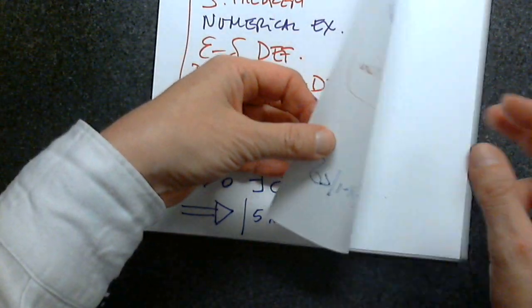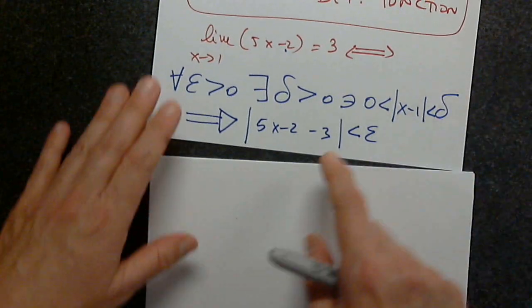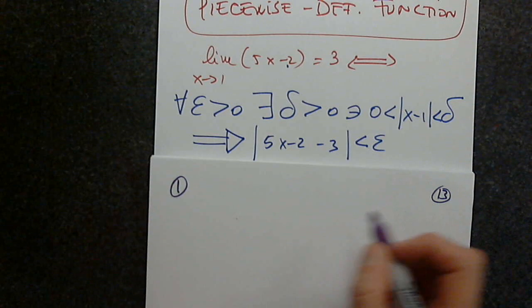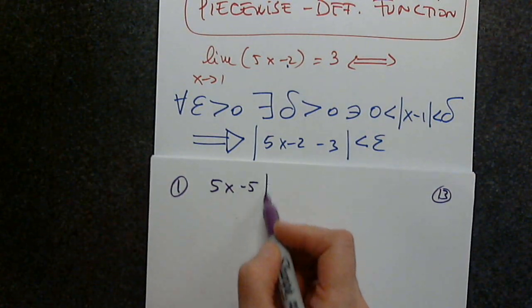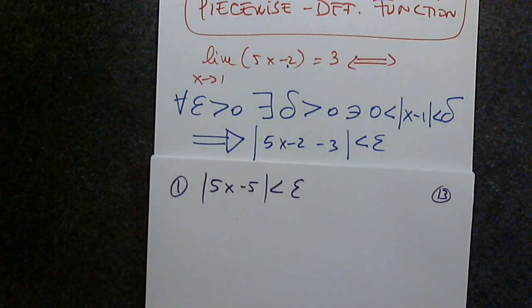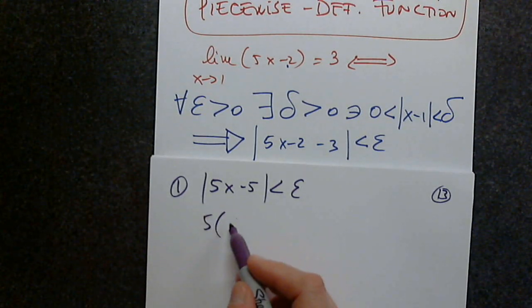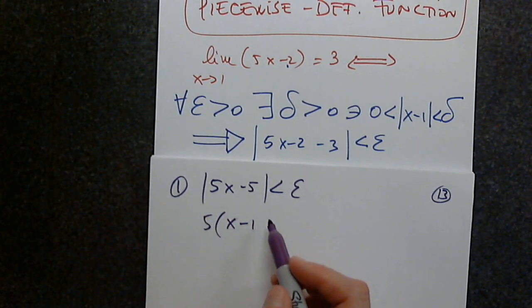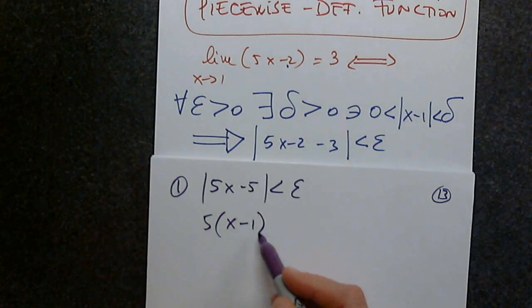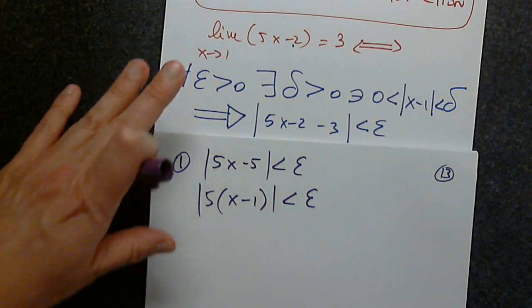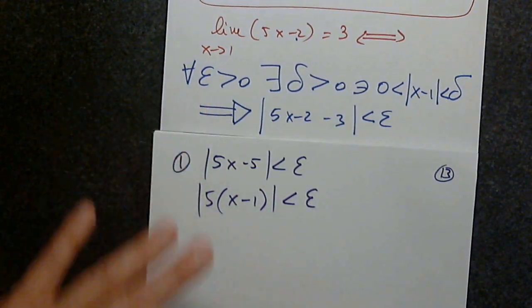Good. So the starting point is here for one step. 5x minus 5 in absolute value less than epsilon. Really nothing. I just factor out 5 to get x minus 1 in absolute value less than epsilon. I have to show that property.